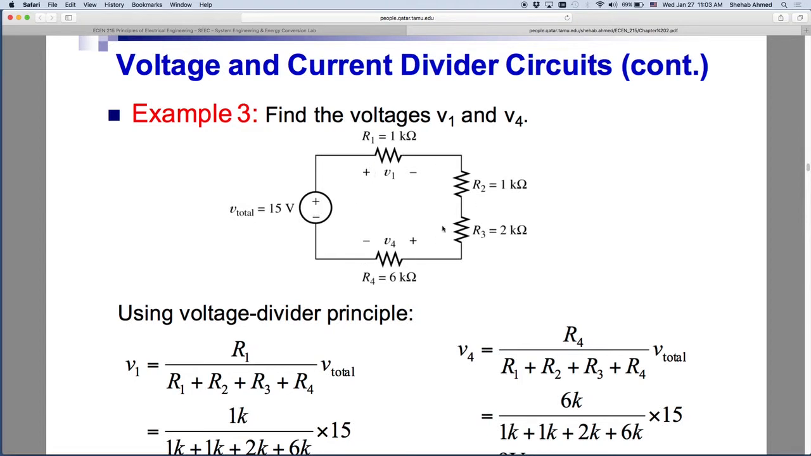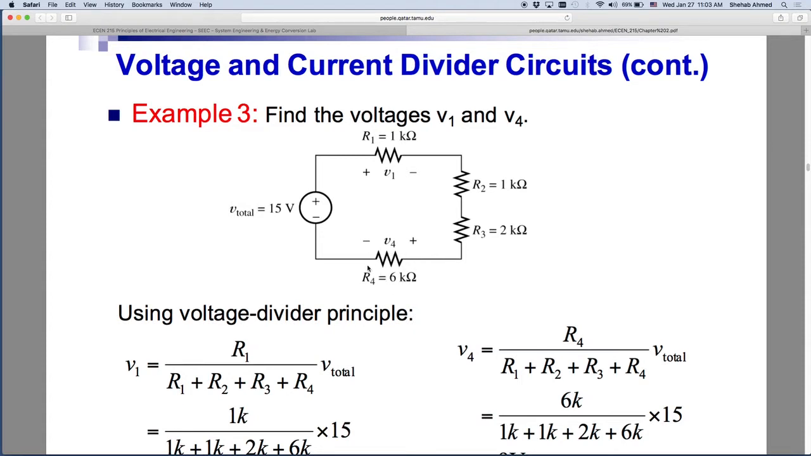Add all of these resistors as R equivalent. Divide 15 volts by R equivalent. Find the current, then multiply by this value of resistance, and that is V1. But V4 will be a little more complex. It will take more time because you have to find this voltage drop, this voltage drop, this voltage drop, and knowing the source, do Kirchhoff's voltage law around the loop. This will be the only missing value, right?